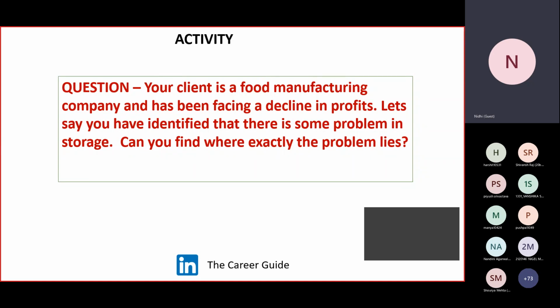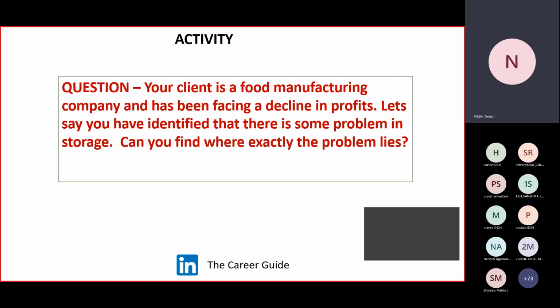Okay, so here's the question. Your client is a food manufacturing company and has been facing a decline in profits. Now this is not a proper case we are solving, we will be solving the case after this. This is just an activity to understand if you have understood what I've been telling you until now, okay?